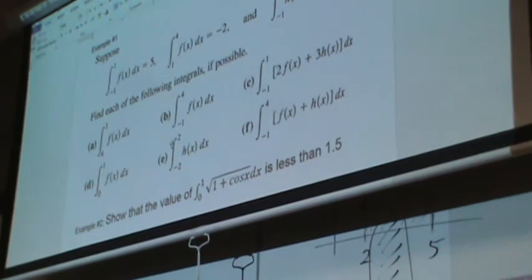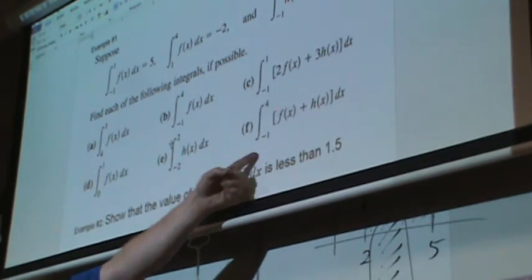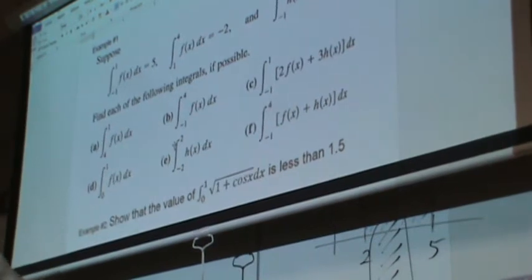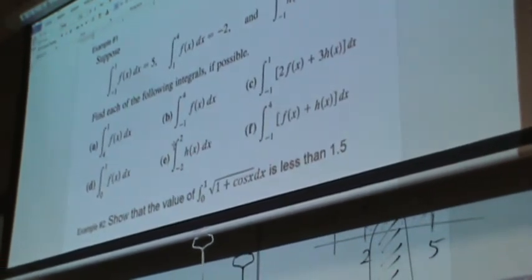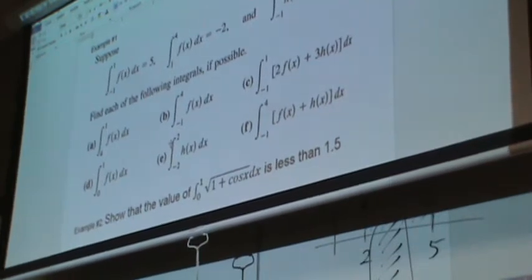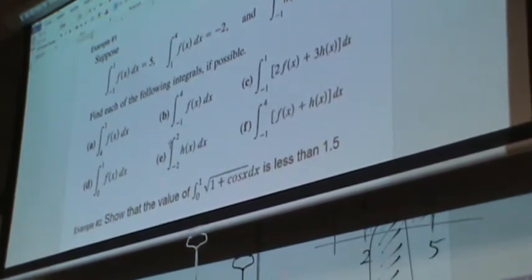And look at f. Why am I not able to get that? Because you don't know -1 to 4 of h of x. Yeah, you know what it is for f of x is 3, but you don't know what -1 to 4 of h of x is, so you're dead in the water. Okay, great.